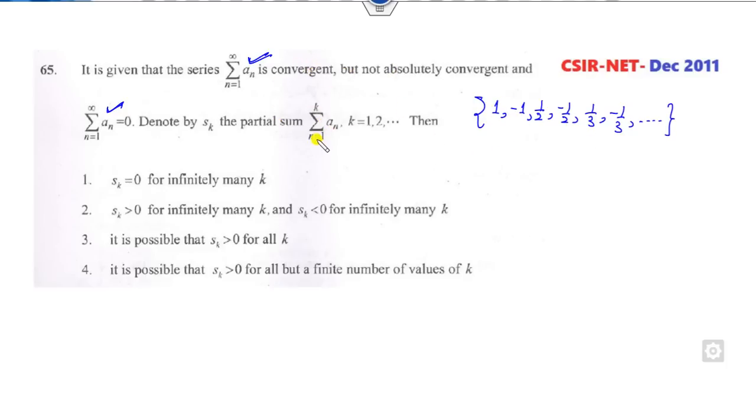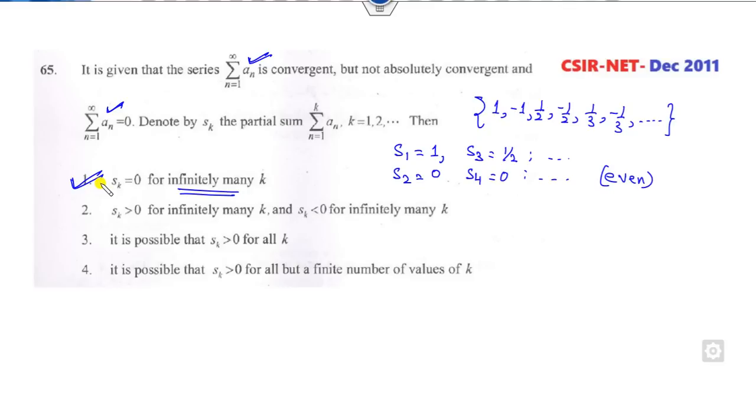Now what is the partial sum? If I take S1, it is 1. S2 will be 0. S3 will be half. S4 is 0, and so on. So Sk is equal to 0 for infinitely many k. Yes, for infinitely many even numbers it will be 0. So this is a correct option.